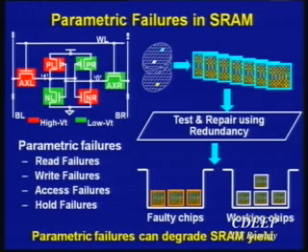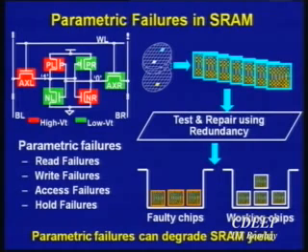Now, the other interesting thing to note is that this is what's called a read failure. So when you try to read from the cell, you read it correctly, but then you have a destructive read, meaning thereby that you end up writing into that cell a wrong value. So when you do a next read, you read the wrong value.